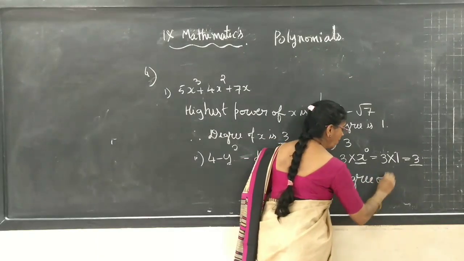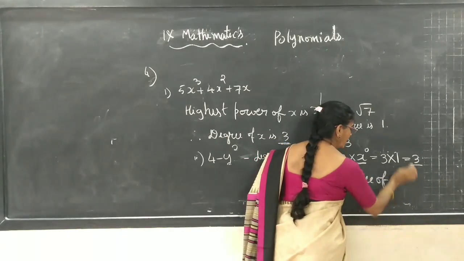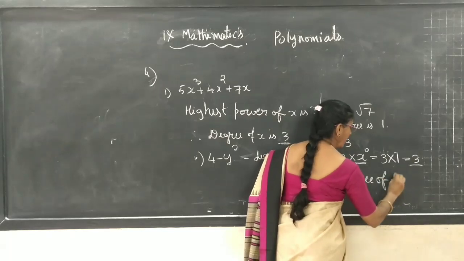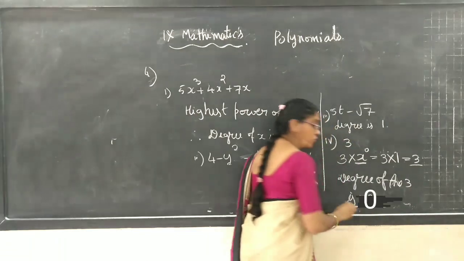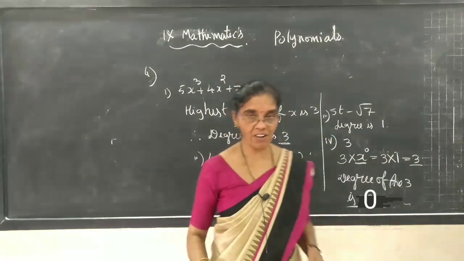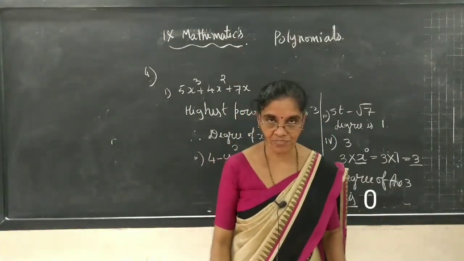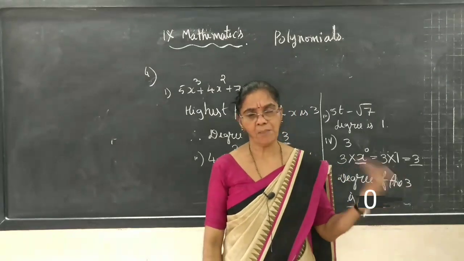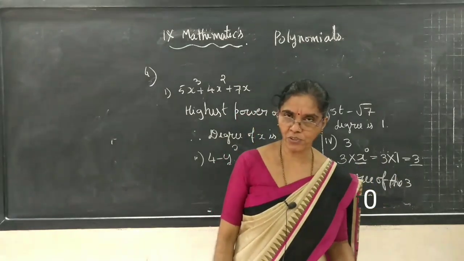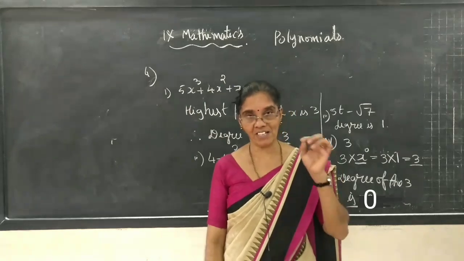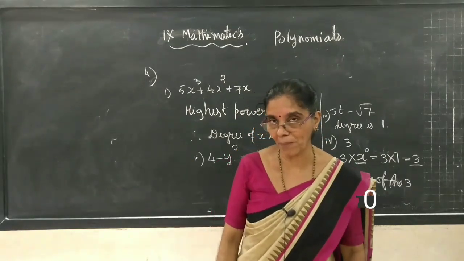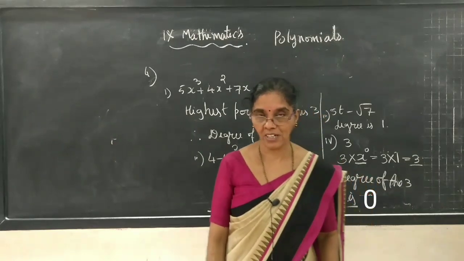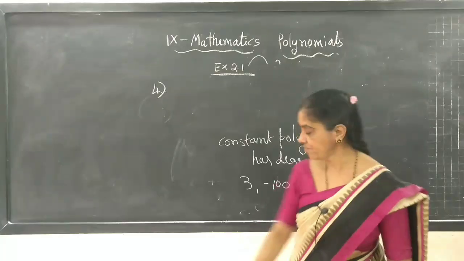Remember always, the degree of any constant polynomial, okay, 3, minus 10, minus square root of any number, if they ask the degree particularly, then the degree of the polynomial is always 0. Understood? The next one.